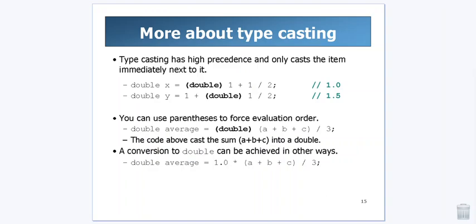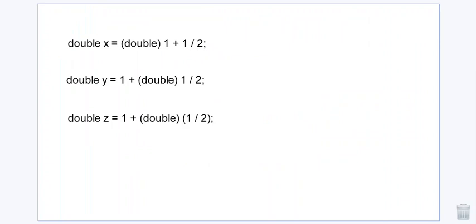So realize that casting does have a fairly high precedence, but it only casts the item immediately next to it. So here, this double is only immediately next to the 1. So this is going to have a pretty high precedence and make it a 1.0. And then now I continue with order of operations. 1 and 2 are integers, so I can only get an integer. So 1.0 plus 0 is going to be 1.0. And so this is going to end up storing a 1.0.